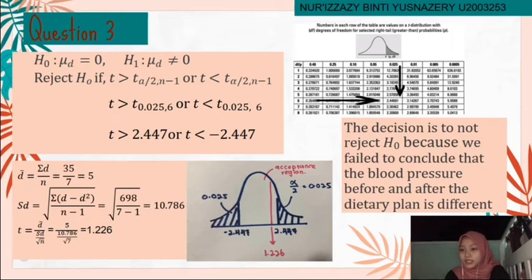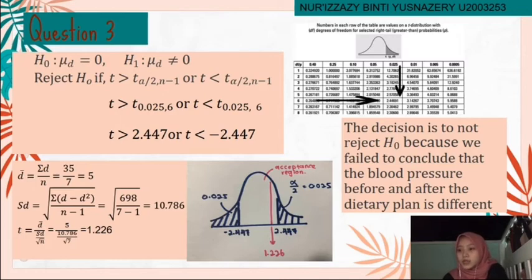Okay, here, first you need to state the null and alternative hypotheses. In the question, we want to conclude that the blood pressure before and after the completion of the dietary plan is different, which means that will be our alternative hypothesis, because we need to do an experiment and observe. So our alternative hypothesis will be that the mean difference does not equal 0, and the opposite for the null hypothesis, which is that the mean difference equals 0.